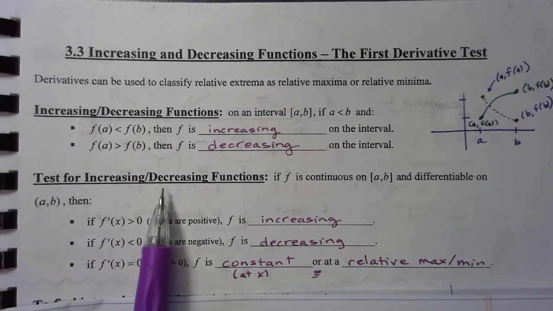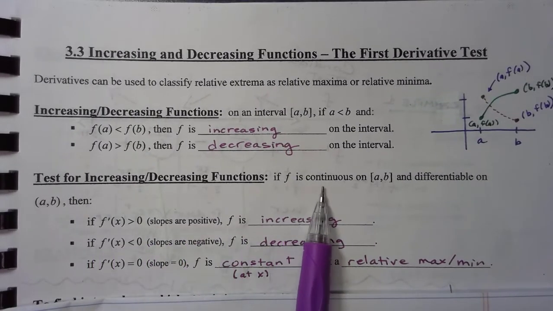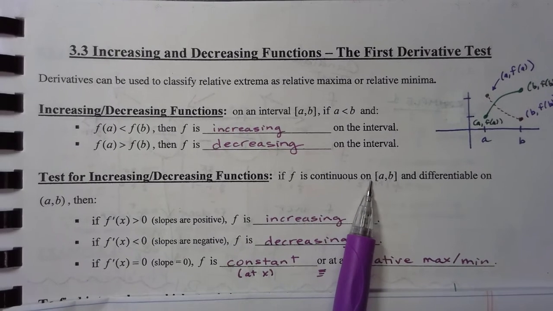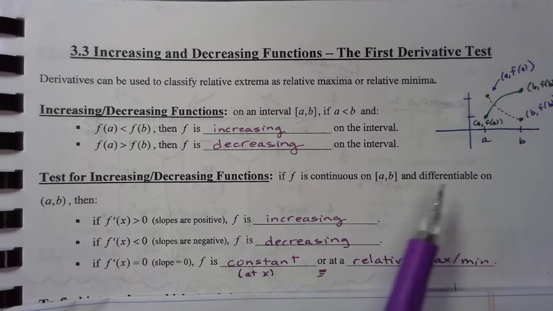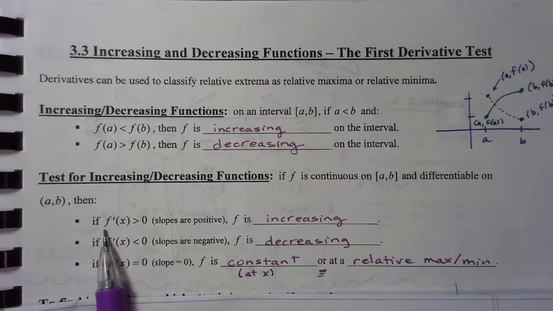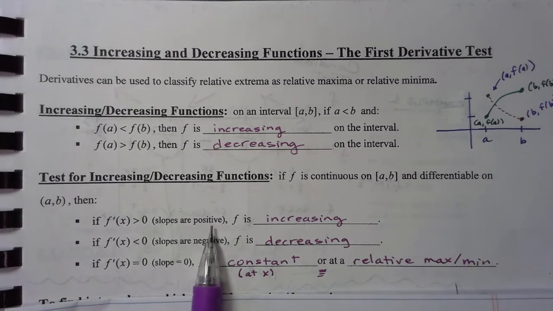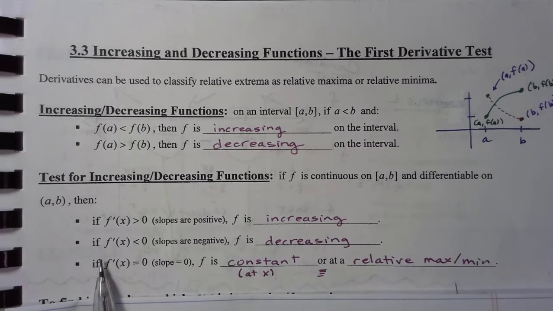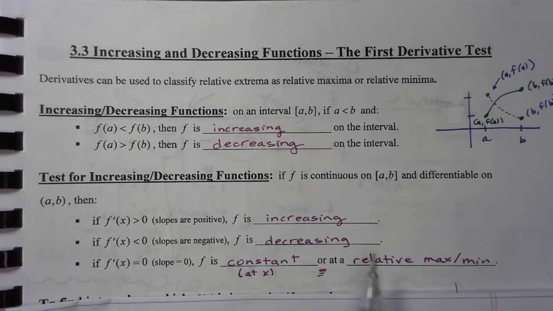Test for increasing and decreasing functions. If f is continuous on the closed interval a to b and differentiable on the open interval a to b, then if f prime of x is positive, the slopes are positive, f is increasing. If f prime of x is negative, our slopes are negative, then f is decreasing.